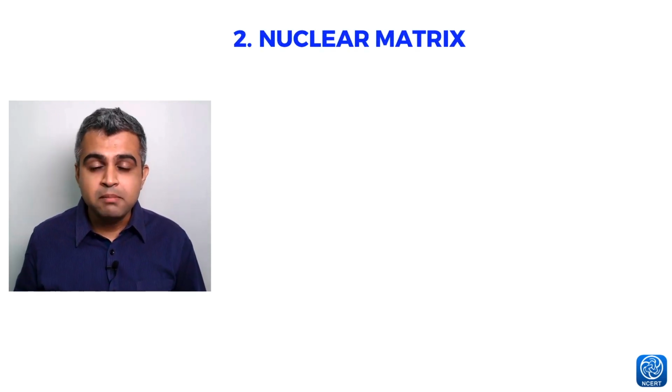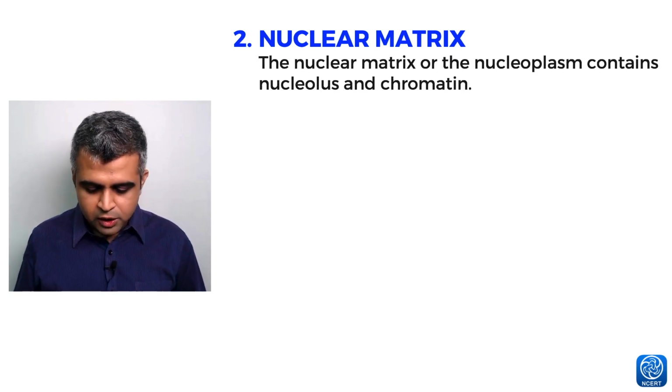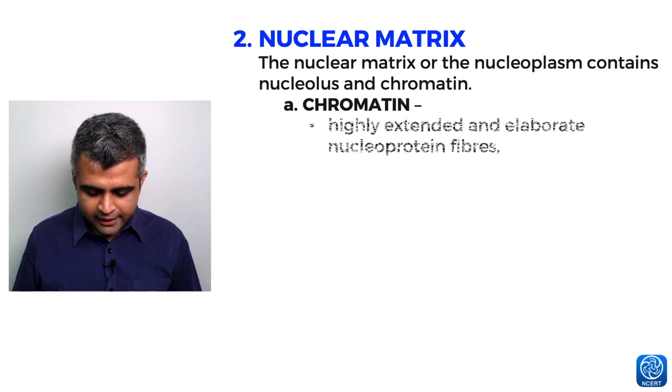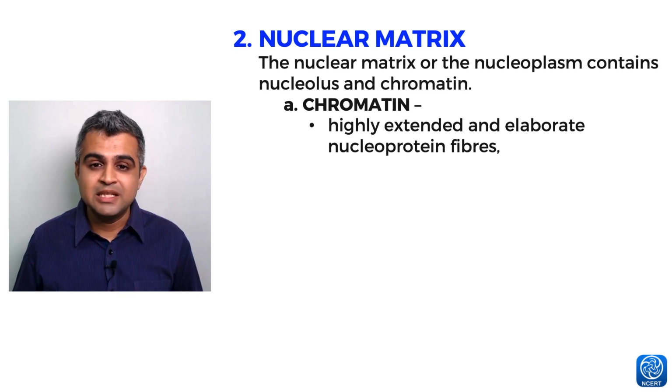Lastly, the nuclear matrix has two things. It has chromatin and nucleolus. The nuclear matrix or the nucleoplasm contains nucleolus and chromatin. Chromatin: highly extended and elaborate nucleoprotein fibers that can be stained by basic dyes, first observed by Fleming in 1882.